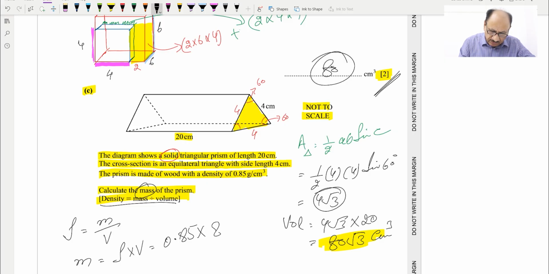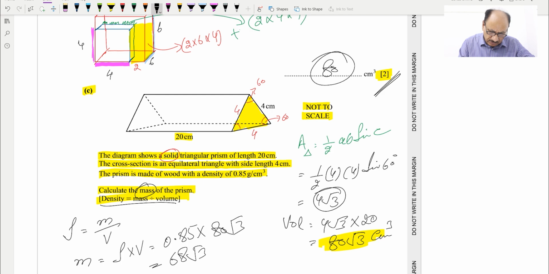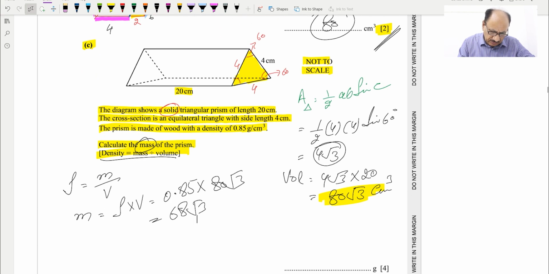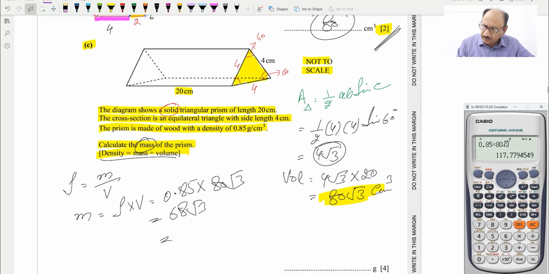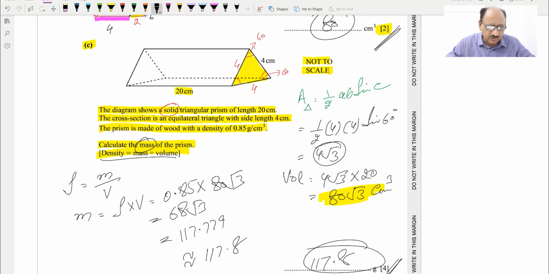So we'll be replacing 80 root 3, and this will be equal to 0.85 multiplied by 80 root 3, and this is giving us 68 root 3. We will write in decimal, and decimal will be 117.779, approximately 117.8 grams. This will be for 4 marks. We have done this question as well.